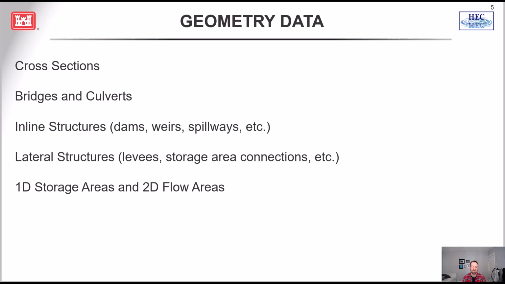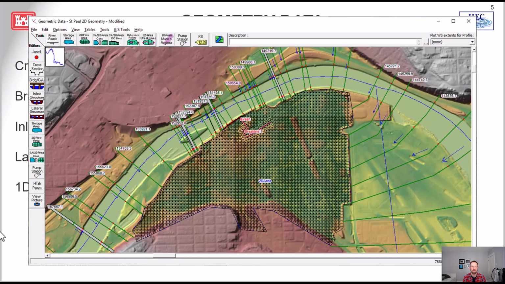One-dimensional storage areas can sometimes be referred to as bathtubs because when water enters the storage area, they fill up like a bathtub and have a flat water surface elevation across the entire area. Two-dimensional flow areas are represented by a mesh, as shown in this figure, and allow water to flow through the area depending on the underlying terrain.